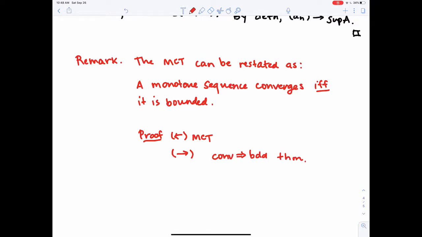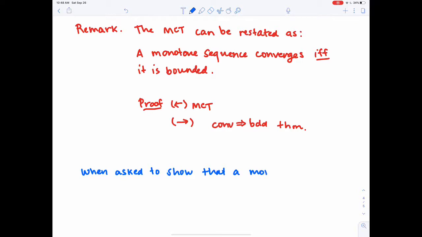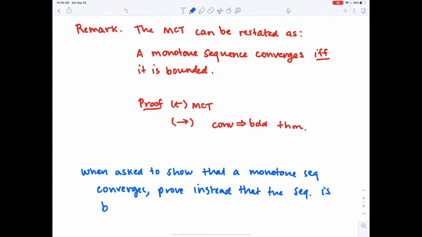So if you are being asked to prove that a monotone sequence converges, really what you're being asked to do is prove that the sequence is bounded. Let me write that down. When asked to show that a monotone sequence converges, prove instead that the sequence is bounded. So you don't have to prove a monotone sequence converges by definition. You can just demonstrate it's bounded, then apply the MCT. And that's it.